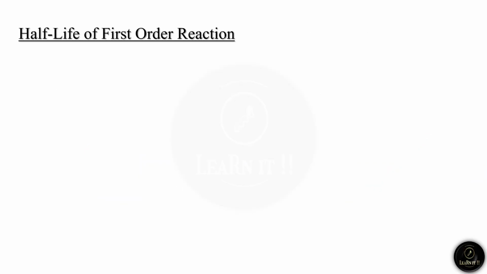Now let's discuss the half-life period of first order reaction. Here we have the integrated rate equation for first order reaction, which is K1 is equal to 2.303 divided by t, log of concentration of R0 divided by concentration of R. As we know, at t half, that is at half-life, the concentration of the reactant is reduced to half of its initial concentration. That's why concentration of R is converted into concentration of R0 divided by 2.